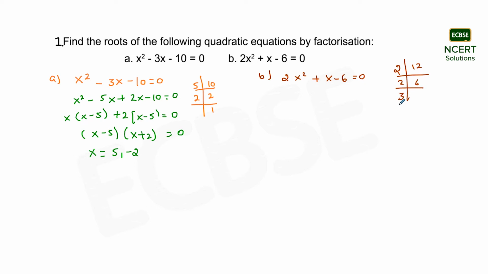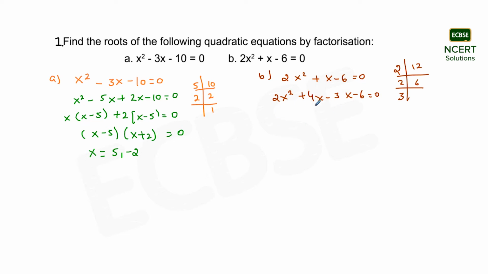Means these are the prime factors for the number 12, that is the product of A and C. So I need to combine these factors into two factors such that their product is equal to A into C and their sum is equal to B, according to the standard representation of the quadratic equation. So here I'll be getting 2x square plus 4x minus 3x minus 6 equals 0.